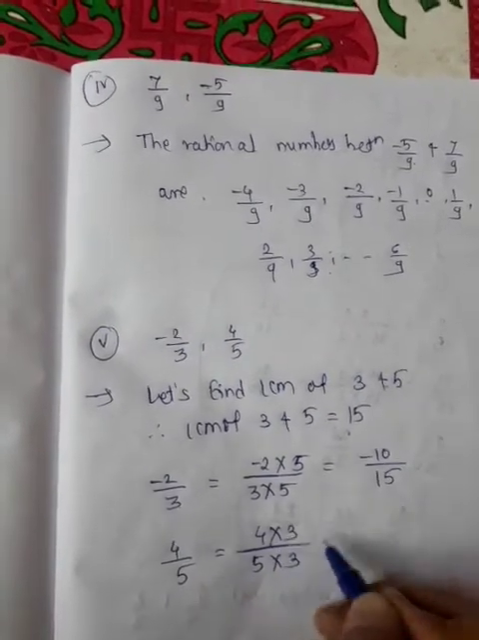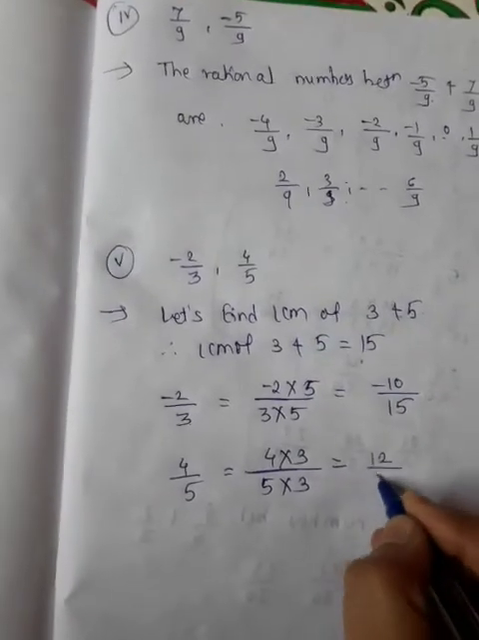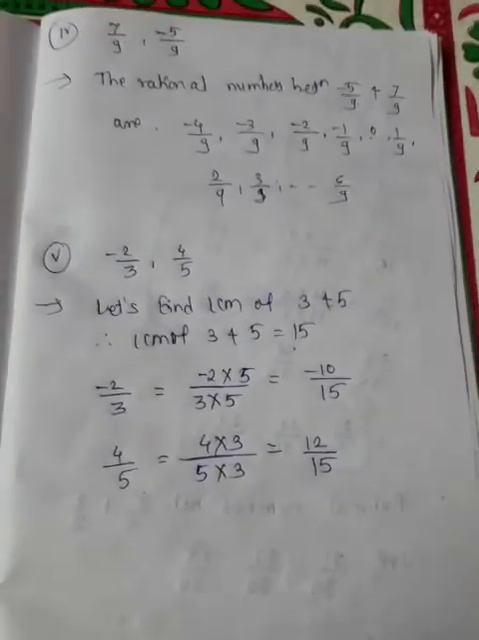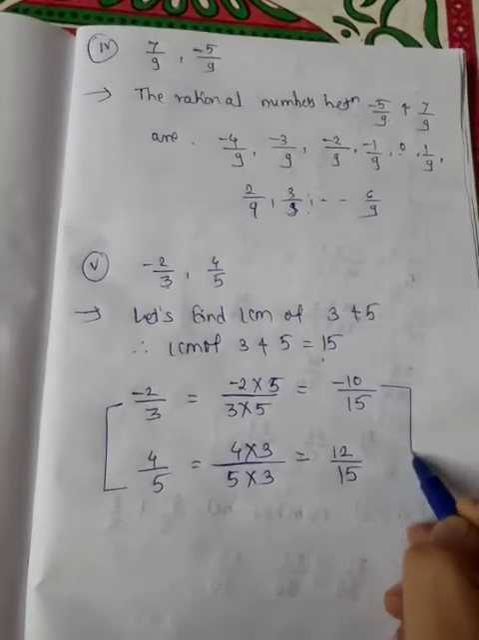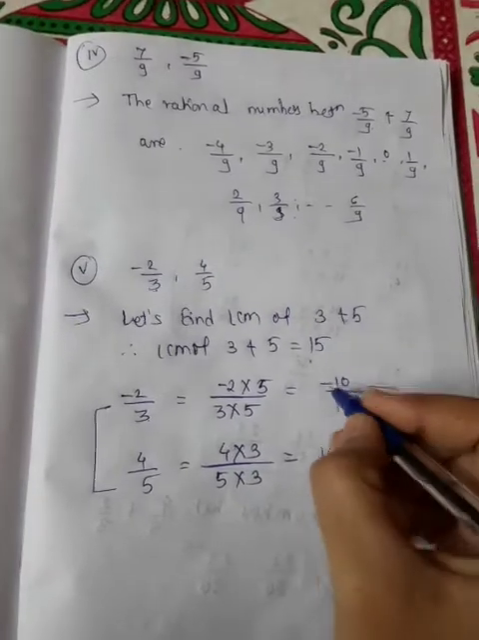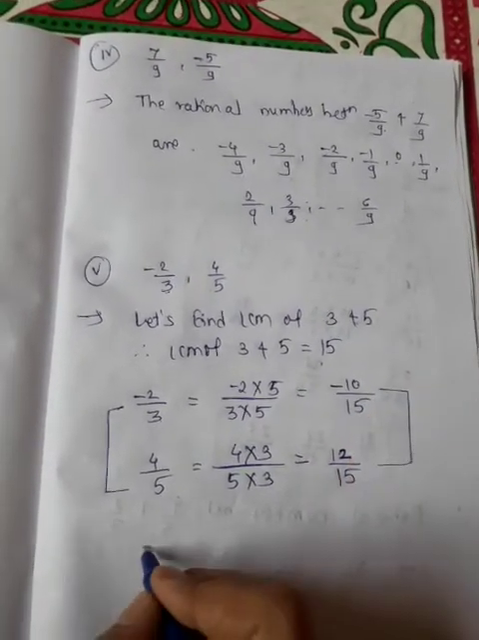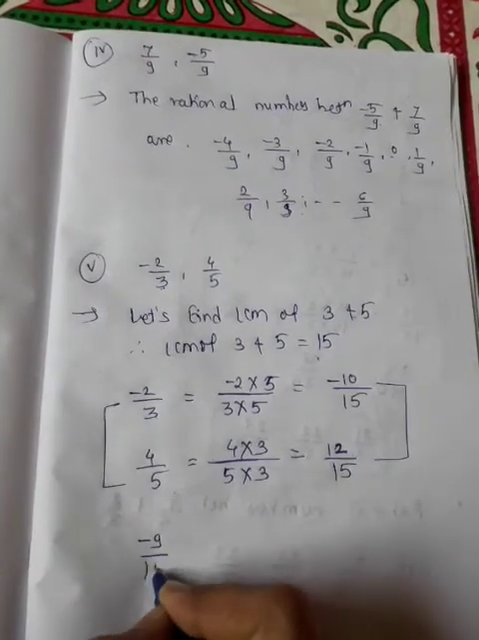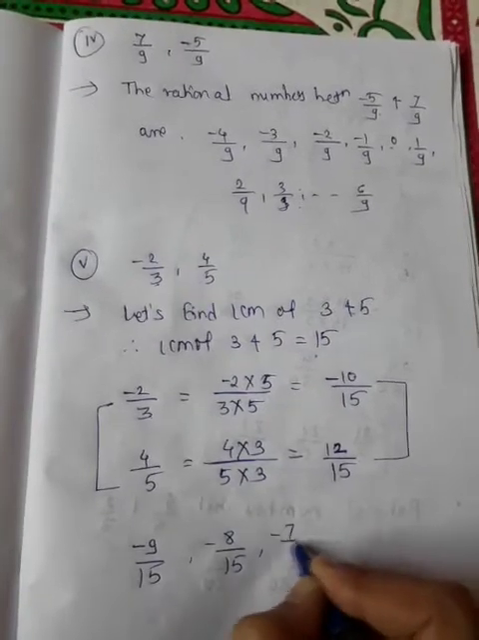As we multiply the denominator by 3, we must multiply the numerator by 3. We get 12 by 15. Now we have to find rational numbers between these two. Observe between minus 10 and 12, how many numbers are there? Minus 9 by 15, then minus 8 by 15, minus 7 by 15.